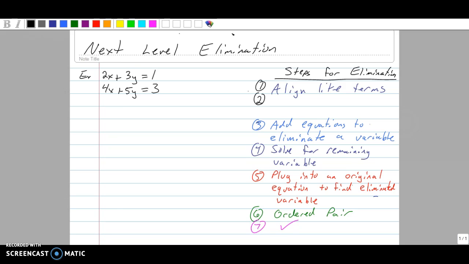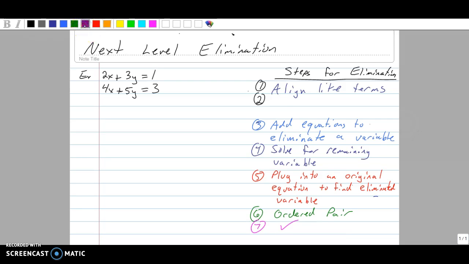Now, just like yesterday, step 1 is good. The terms are aligned. Look at this. X on top of x, y on top of y, equal on top of equals, and constant on top of constant. So the terms are all aligned. But the problem is, yesterday, if we were to add this up, don't write this down, this would be 6x plus 8y is equal to 4. Did anything eliminate? No. And that's the whole point of this lesson, to eliminate things. And so that brings us to step 2.